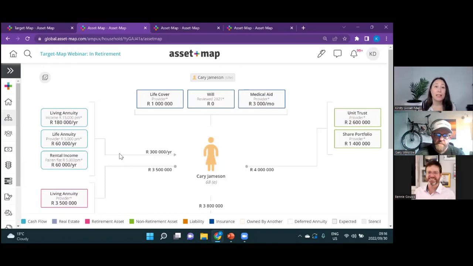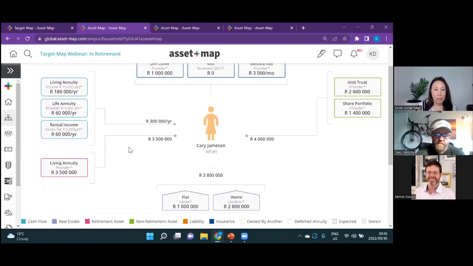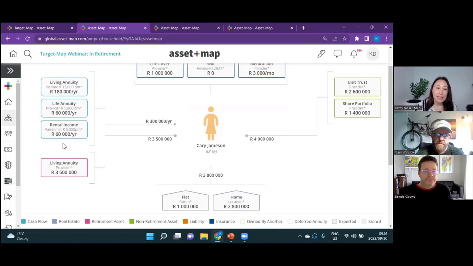How sustainable is that income? So if we think about it, the real question that we're trying to unpack here is, if this life annuity is guaranteed and the client's receiving this rental income, and we assume that's steady, then the real question is, can this living annuity and perhaps also these additional investments fund 20,000 instead of 15,000? So how do we model that?